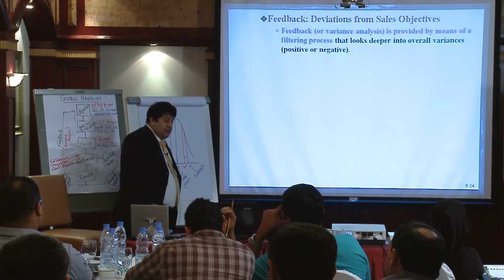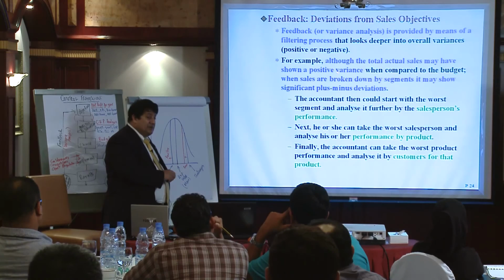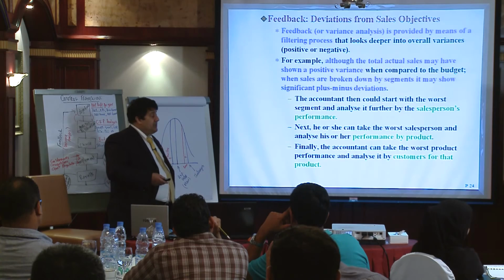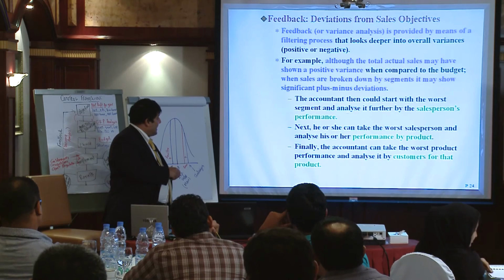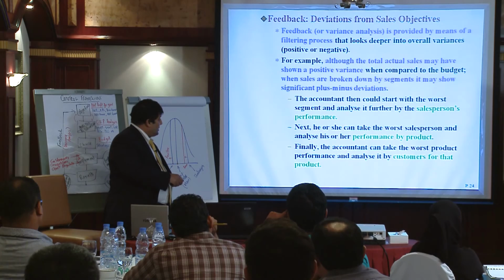So let's look at this one. You may find that overall the sales force has done well. But if you break it down by segments, you might find that some segments are very profitable, others are making a loss, like the customer profitability analysis that we did for Panther. The accountant can then start with the worst segment and analyze it further by the salesperson's performance. He or she can then take the worst salesperson and analyze his or her performance by product. Finally, the accountant can take the worst product performance and analyze by customers for that product. So you can do what is called drill down.